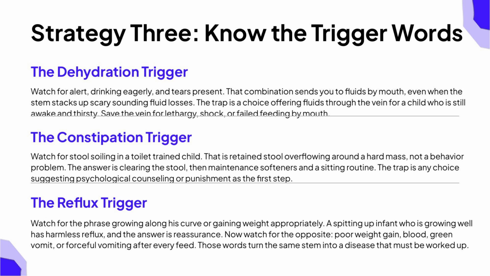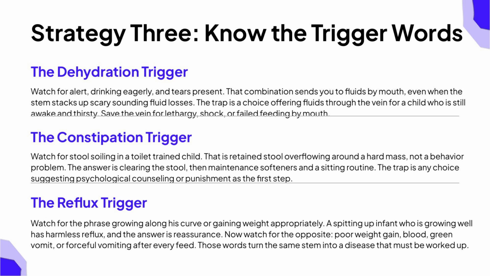The trap is an answer offering the vein for a child who is still awake and thirsty. Save the vein for lethargy, shock, or failed feeding by mouth. Second, the constipation trigger. Watch for soiling in a child who is already toilet trained. That is not a behavior problem, and it is not diarrhea. It is retained stool leaking around a hard mass. Your answer is to clear the stool out first, then maintain with softeners and a daily toilet routine.